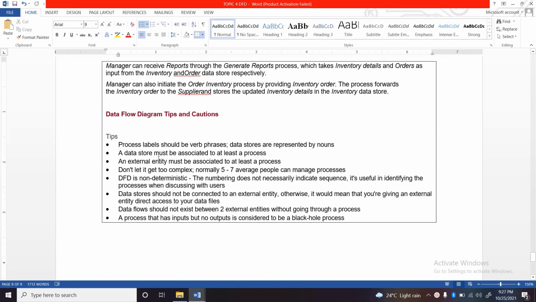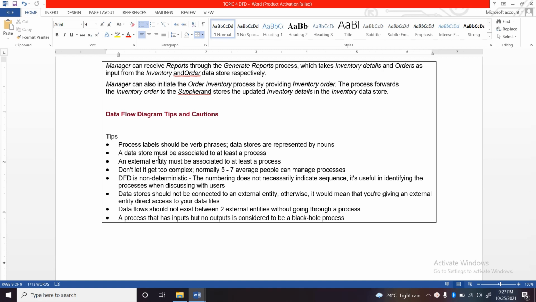May I just read this one? So, this will be the final thing that I'm going to discuss. Okay, the process labels should be verb phrases, and then data stores are represented by nouns. A data store must be associated to at least a process, which is also the same as the guidelines or the rules that were included earlier. A data store must be associated to at least a process. An external entity must be associated to at least a process.